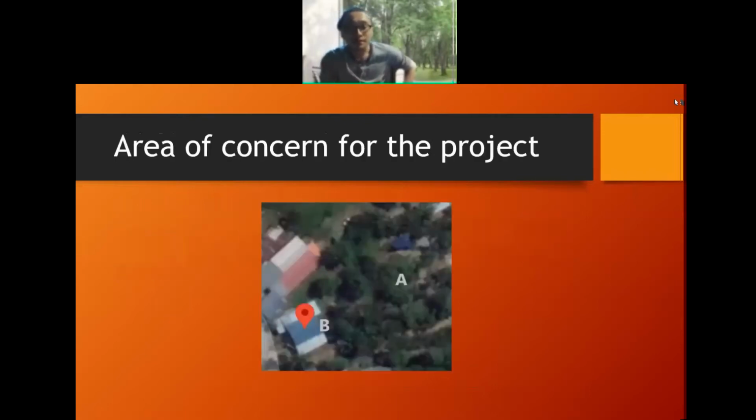So this is the area of concern for the project. There are 2 points here, the A and B. A is the jetty and B is the processing house. So we have calculated that the distance from the jetty to the processing house along the curve is around 110 meters. That's all from me. Thank you. Next, I will present about the product design specification.